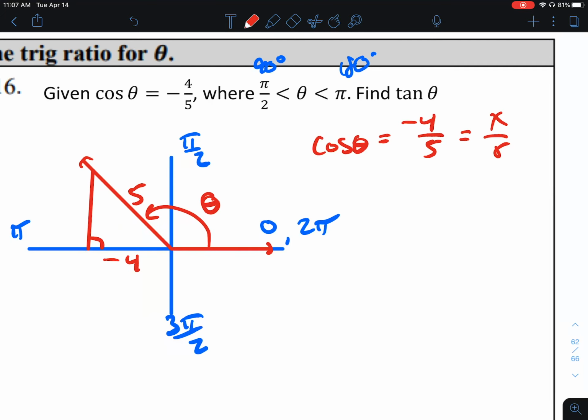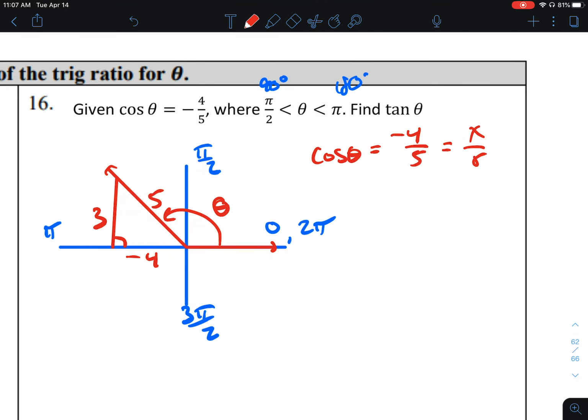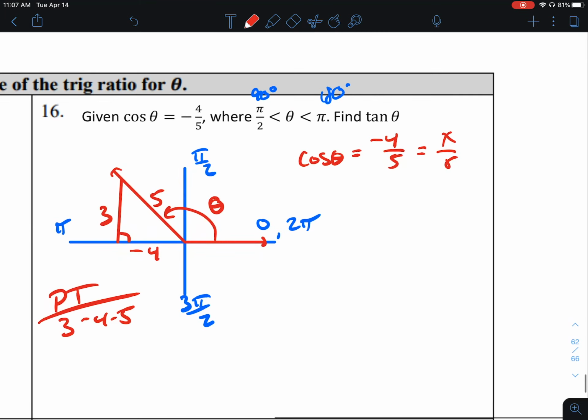Now we just got to figure out what y is. This is a Pythagorean triple. It's a 3, 4, 5 right triangle. If you didn't know that, use the Pythagorean theorem and you'd figure out that that was 3. The question is for tangent of theta, that's y over x, which is 3 over negative 4.